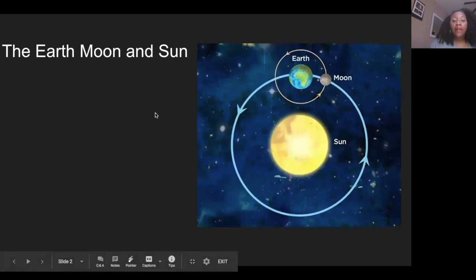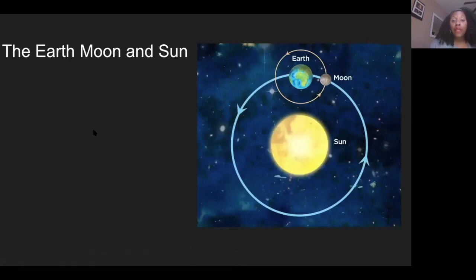Here's a diagram that I'd like us to study on the Earth, Moon, and Sun. As you look at this diagram, you notice that the Sun is at the center because the Sun is at the center of our solar system. And you also notice that the Earth is actually revolving around the Sun. And while the Earth is revolving around the Sun, the Moon is simultaneously, at the same time, revolving around the Earth and the Sun.